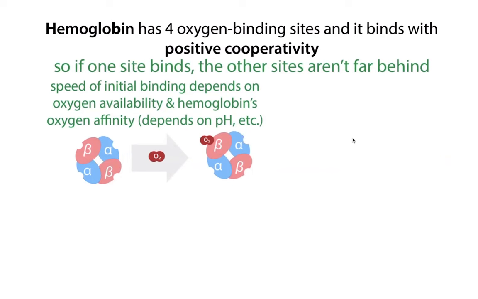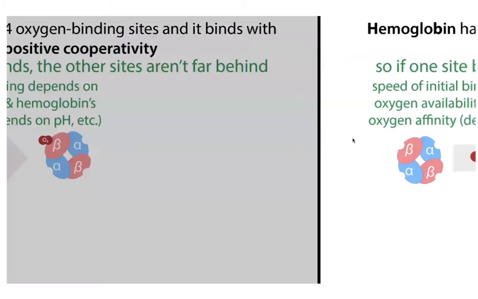And now we have to think about what happens once that initial oxygen binds. Do we have a situation like where Sally and Jane don't care if the other one gets married, it doesn't influence them? Or do we have a situation where it does influence them, either positively or negatively? Well, in the case of hemoglobin, it influences things positively.